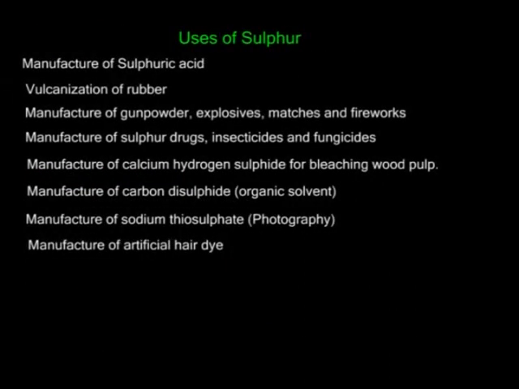Uses of sulfur. Sulfur is used in the manufacture of sulfuric acid, which has a large variety of industrial uses. Vulcanization of rubber, that is hardening of rubber. Manufacture of gunpowder, explosives, matches and fireworks. Manufacture of sulfur drugs, insecticides and fungicides. Manufacture of calcium hydrogen sulfite for bleaching wood pulp. Manufacture of sulfites, which are used in photography. Manufacture of artificial hair dyes.